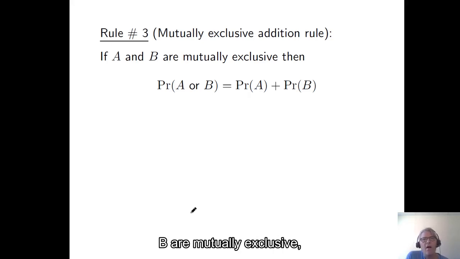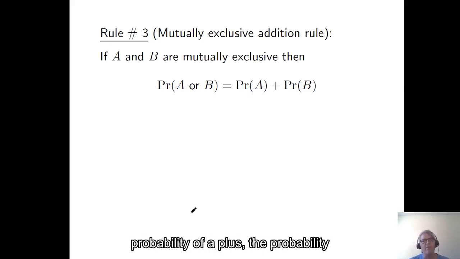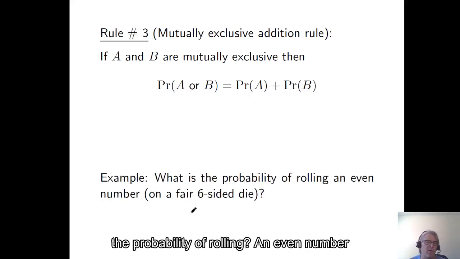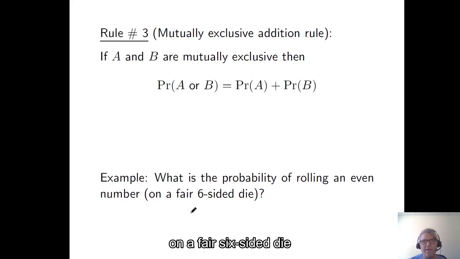If A and B are mutually exclusive, then the probability that A or B happens is just the sum of the probability of A plus the probability of B. Okay, so this only applies when the two events you're talking about are mutually exclusive. So for instance, what's the probability of rolling an even number on a fair 6-sided die?